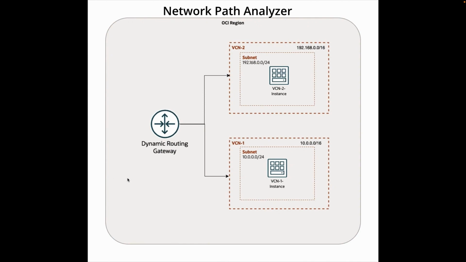Now let's talk about Network Path Analyzer. You can use Network Path Analyzer to analyze network paths within your OCI networks or your hybrid cloud or multi-cloud networks through FastConnect or VPN. For the demonstration, I have used a simple setup of two VCNs connected to each other through a DRG. A virtual machine is deployed in each VCN, and we will be analyzing traffic between these two virtual machines. Let's get started.